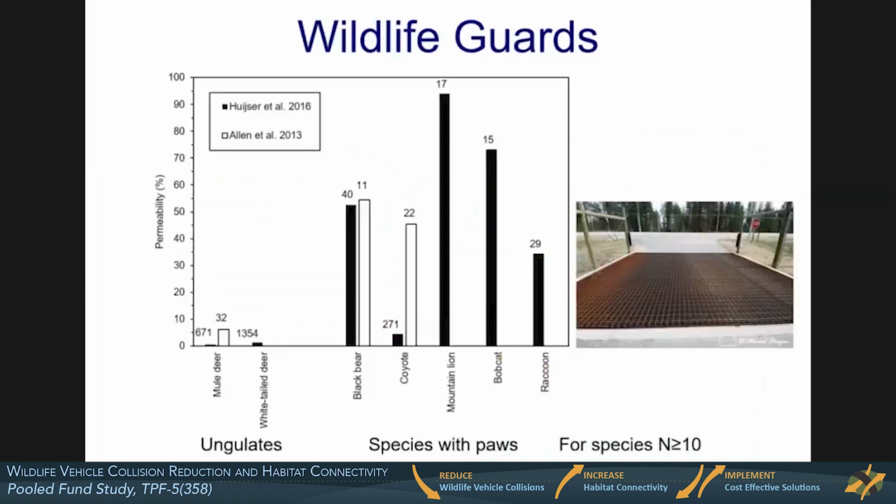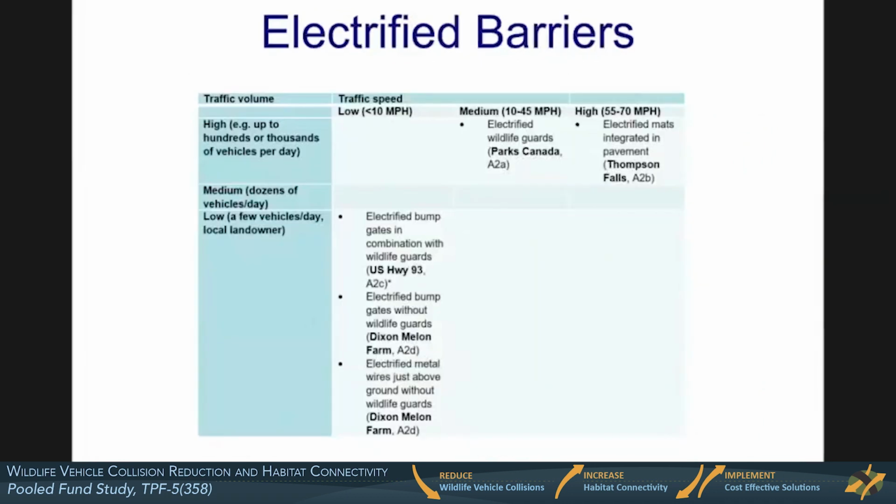Now, the species group on the right-hand side, these are species with paws: black bears, coyotes, mountain lions, bobcats, raccoons. And what we see here is much higher permeability. So whereas this design works good for ungulates, it does not work very well for species with paws, especially if we have large species that are concerned for human safety, and we have relatively rare species that are a particular conservation concern. We still do not want those animals to enter the road corridor where they may be hit. This is where we enter our project.